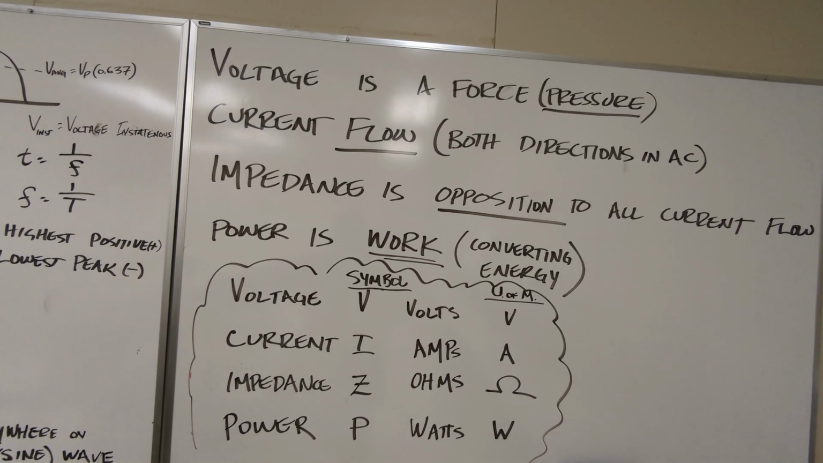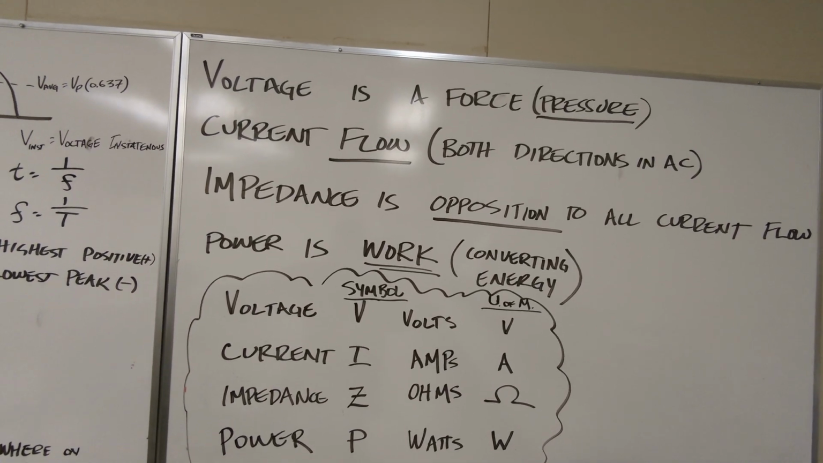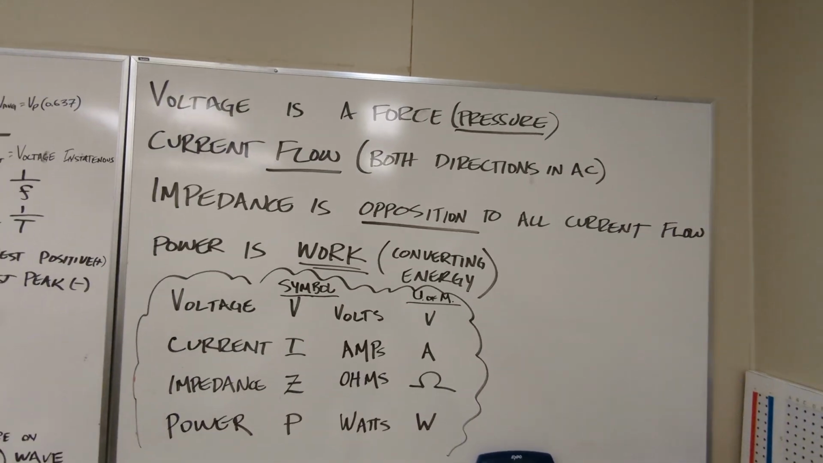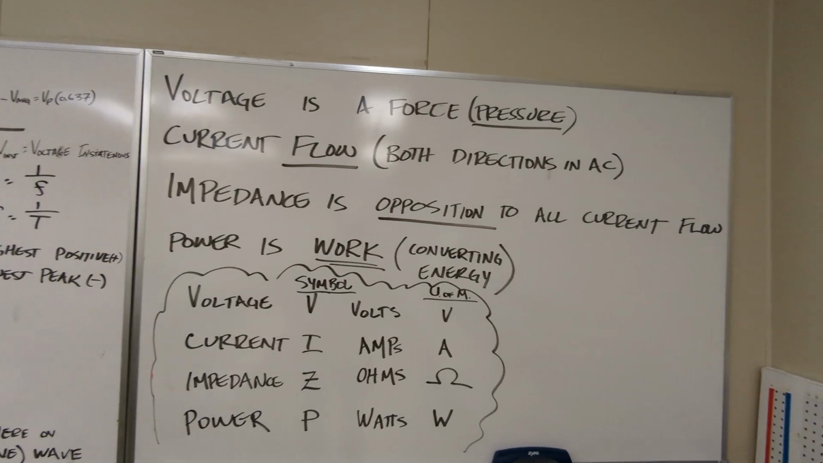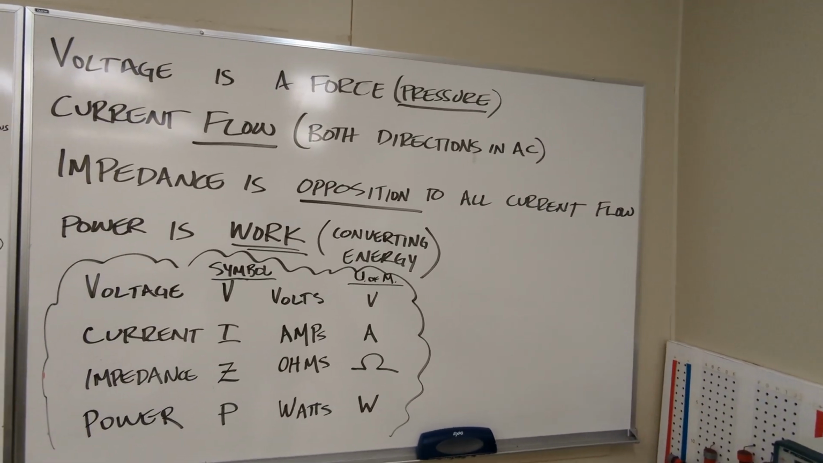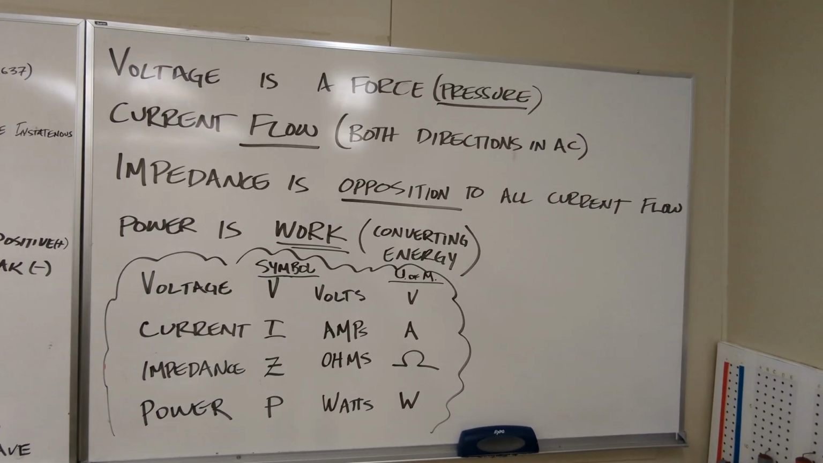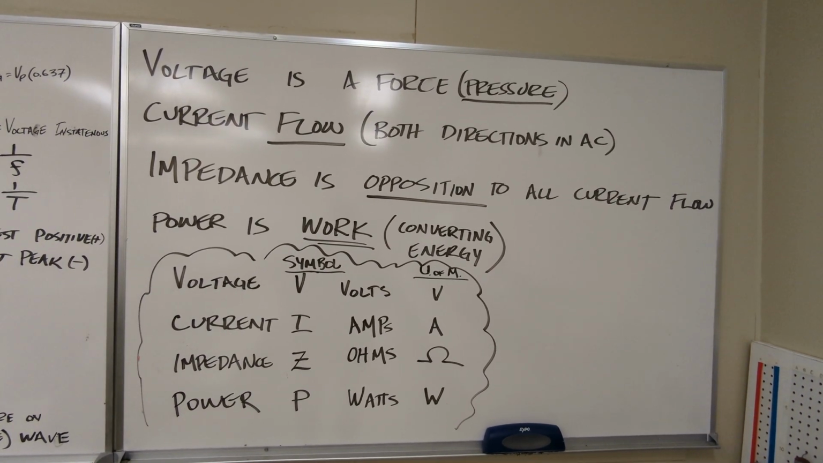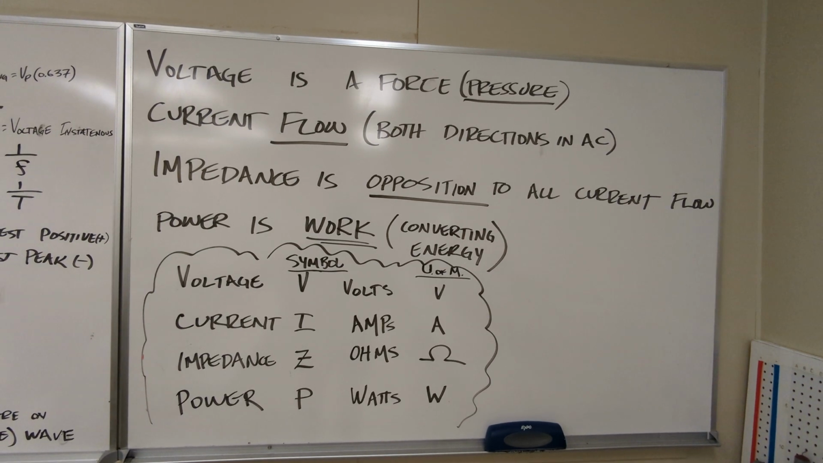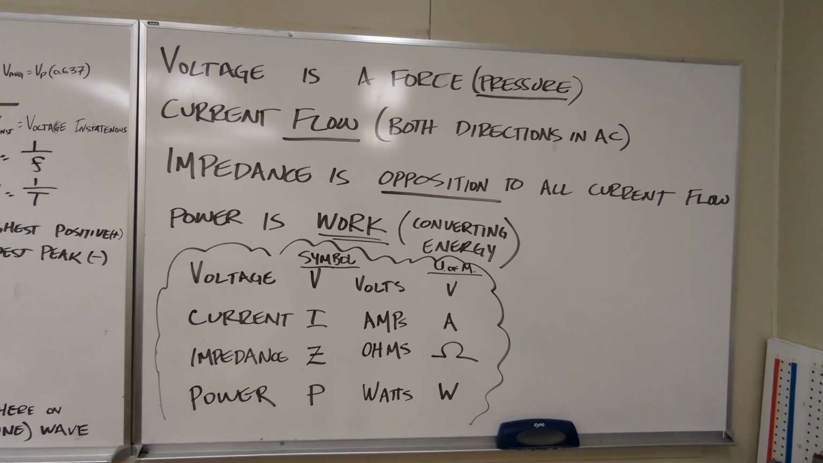And again, when we talk about the opposition of current in DC, we talk about resistance. When we're dealing with that in an AC circuit, we deal with impedance. We'll get more to that in just a second. But the impedance is the opposition to the flow of current. And then power is some type of work. We're converting energy from one particular thing to the other.